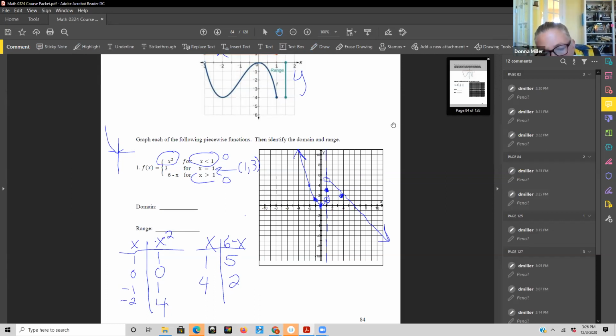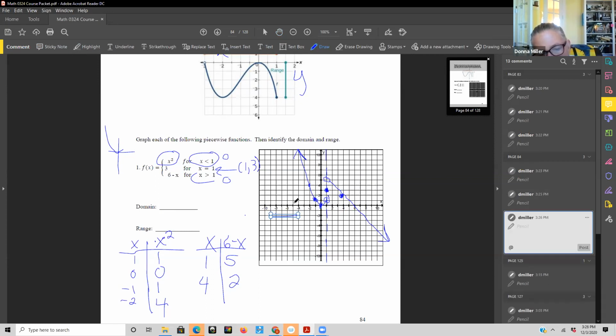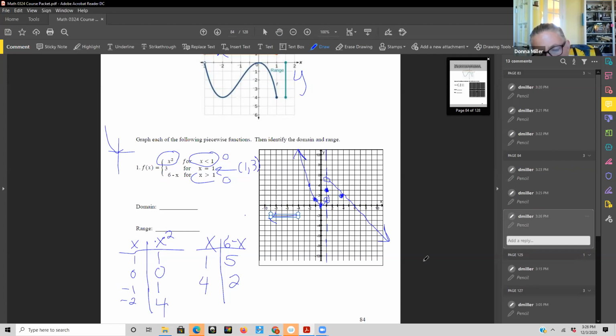All right. So now the domain is actually quite easy. Once you have the graph, you can look at that, see that this goes all the way to the left, right? This piece does. And this piece goes all the way to the right. It goes down or up forever. So the domain is all real numbers. So we say negative infinity to infinity.